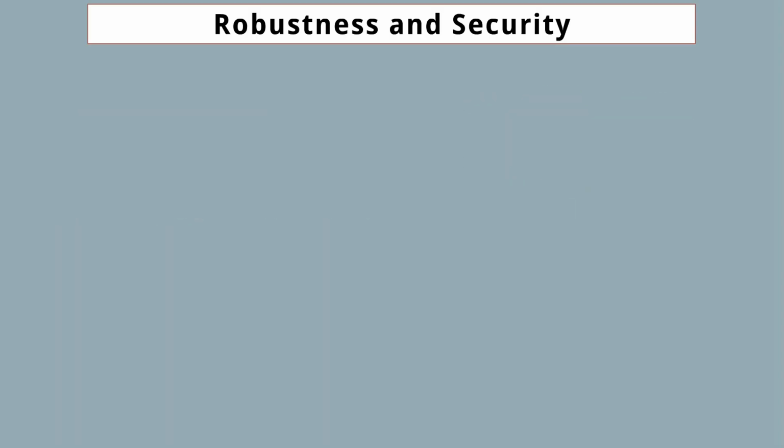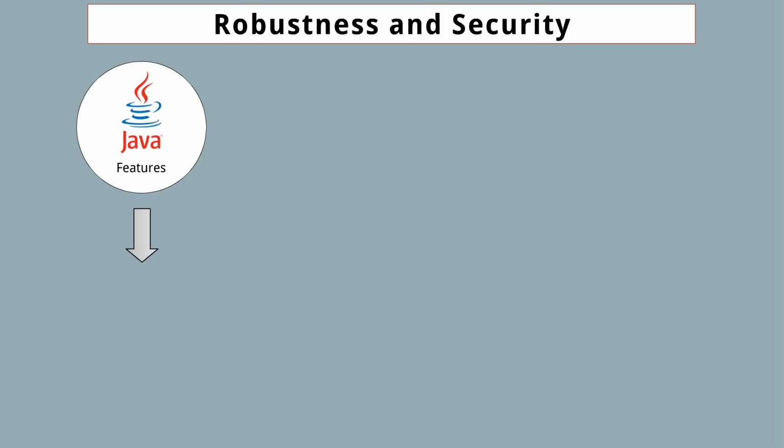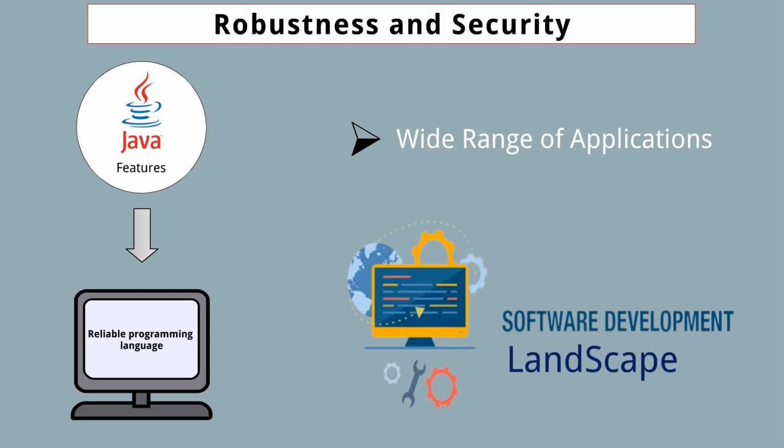All right, in conclusion, all these Java features make it a versatile and reliable programming language for a wide range of applications in the ever evolving software development landscape.